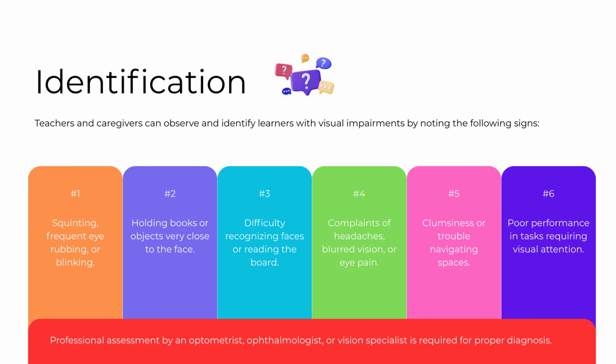And the last sign is poor performance in tasks requiring visual attention. So, when vision is unclear, academic tasks become much harder and more frustrating even if the child is intelligent. They might have messy work, since it is hard to write neatly when you can't see where to begin or what you're copying. They might also rush to finish because reading is tiring.